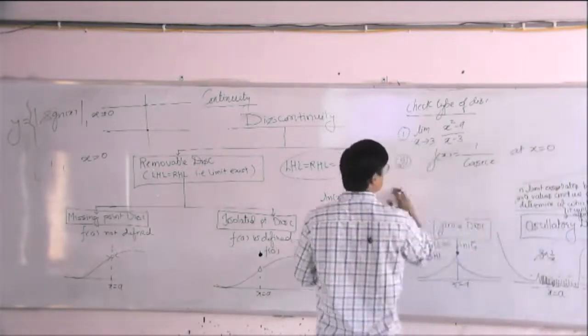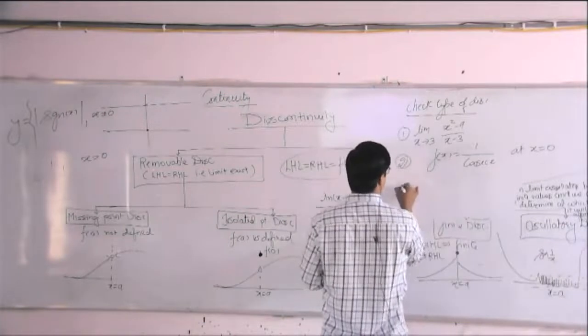Check 1 over cosec x, what type of discontinuity this function has at x equals 0.